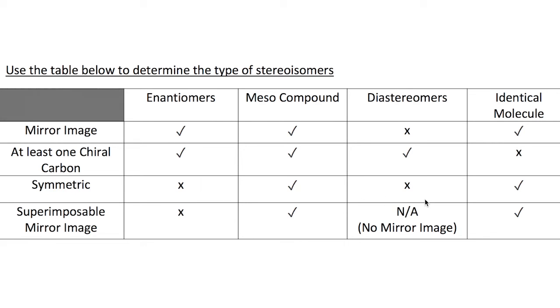If your isomer is superimposable on its mirror image, it can be a meso compound or an identical molecule, but it cannot be an enantiomer. Remember that diastereomers do not apply here because they do not form mirror images.